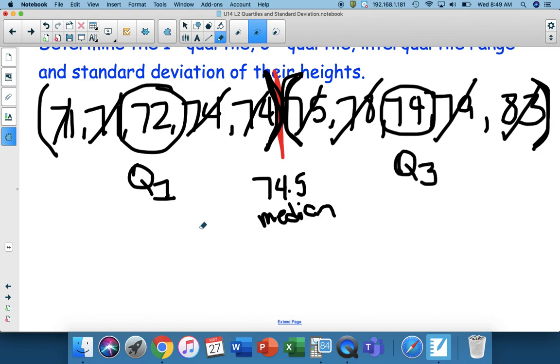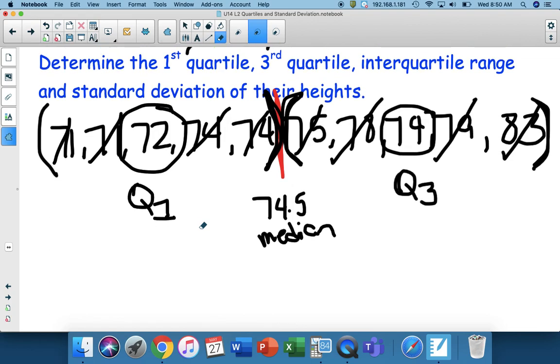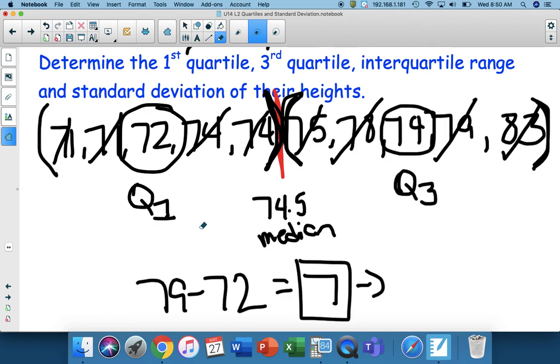Remember, we had two 79s, all right? So 79 is our Q3. So you found the Q1 and the Q3. And now what you gotta do is your interquartile range, which is just 79 minus 72, which is equal to 7. So 7 is what we call our IQR, our interquartile range.